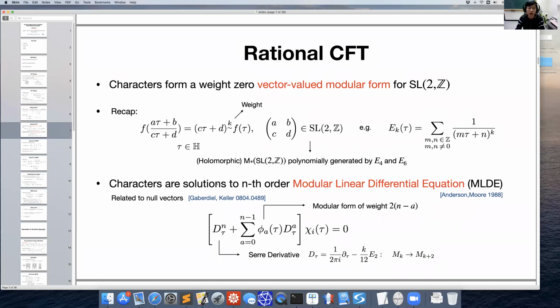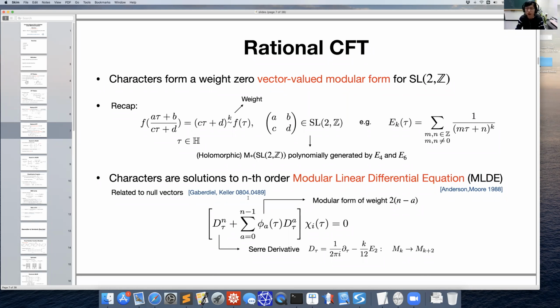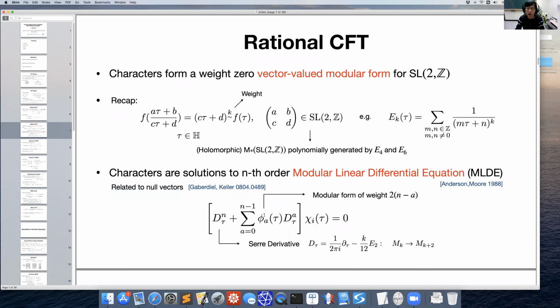And then the important thing is that characters are actually solutions to an nth order modular linear differential equation, which is abbreviated as MLDE. So this was actually shown already a long time ago. And from another point of view, you can understand this result from the presence of null vectors in the spectrum, which was shown in this paper. Okay, so now let me explain what an MLDE is.